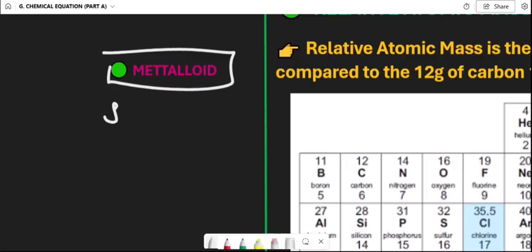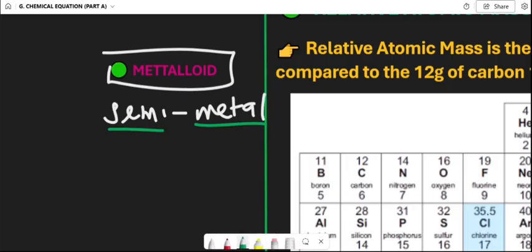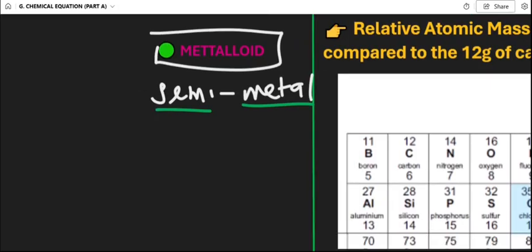Okay, talking about a metalloid. A metalloid is also known as a semi-metal. The word semi means half. So that means a metalloid is partially a metal. If it is partially a metal, it means it's also partially a non-metal. So a metalloid has the characteristics of a metal and the characteristics of a non-metal.